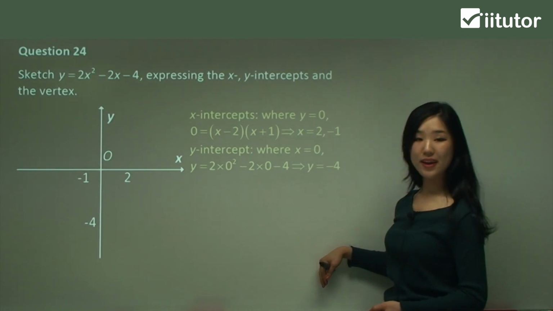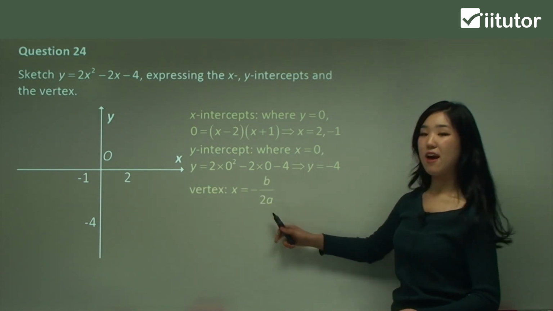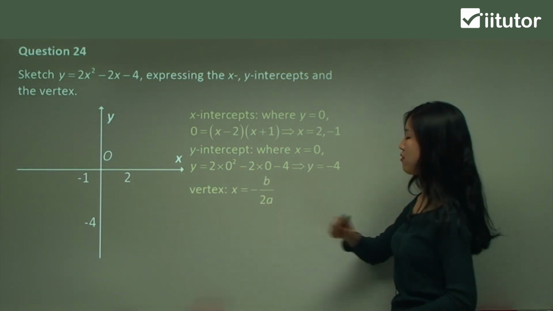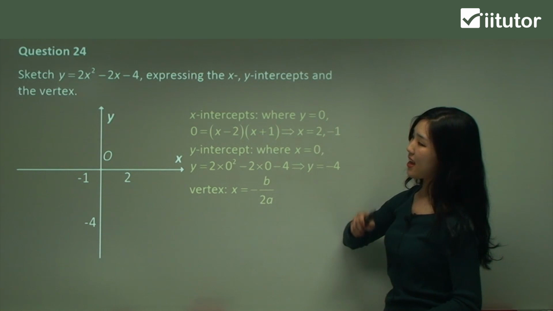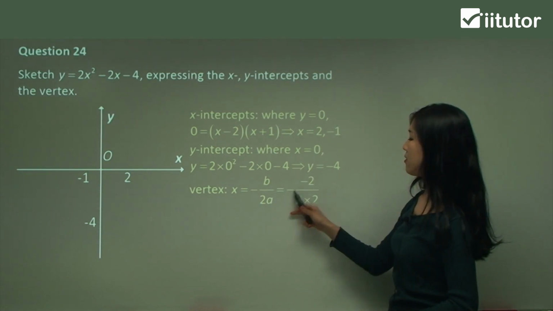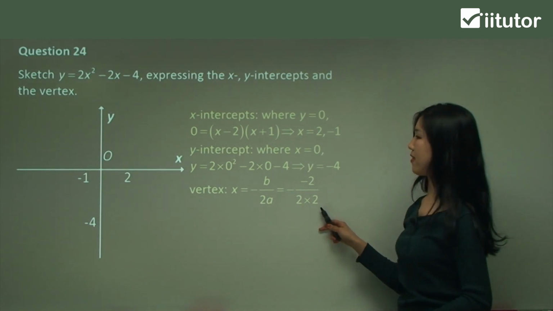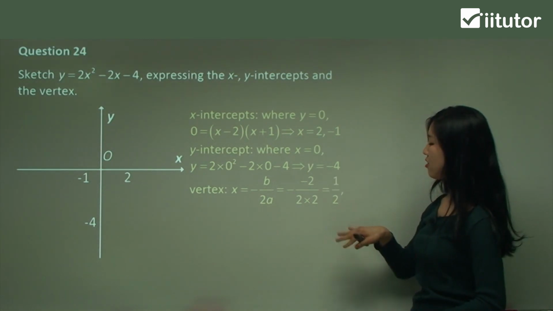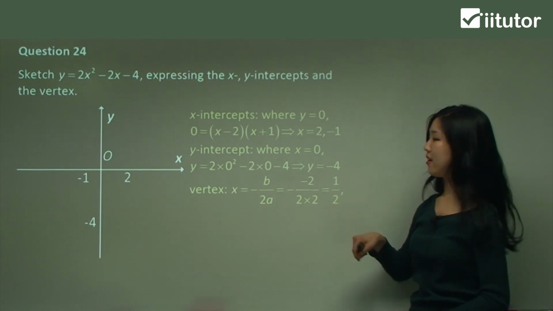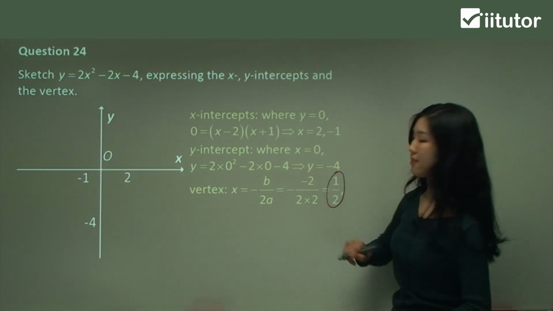And finally, what do we need? We need the vertex. So we're going to use our x equals negative b on 2a formula. B is negative 2 and a is 2. So I'll go minus negative 2 over 2 times 2. Just put in your values and calculate it. You should get a half. Okay, easy stuff. So I've got my x coordinate of the vertex as a half.